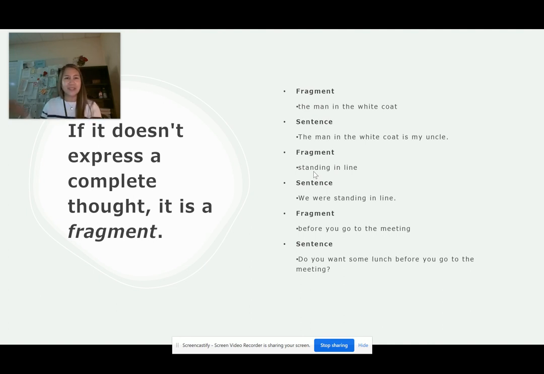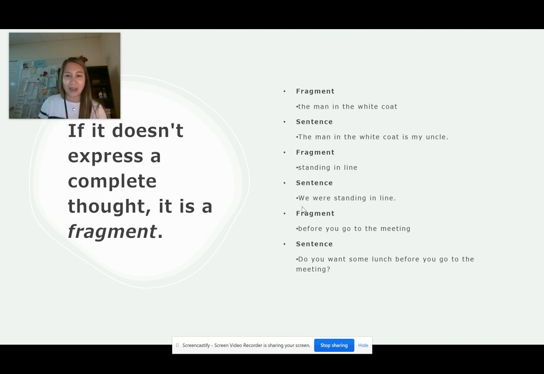Now let's look at the next fragment. Standing in line. Who's standing in line? What's going on? Why are they standing in line? So the thought is again not complete, making it a fragment. If we're going to have that in sentence form, we could write it this way: We were standing in line. Now it makes sense. The speaker, together with, I'm assuming, his friends, relatives, together with other people, are standing in line. The thought is now complete.